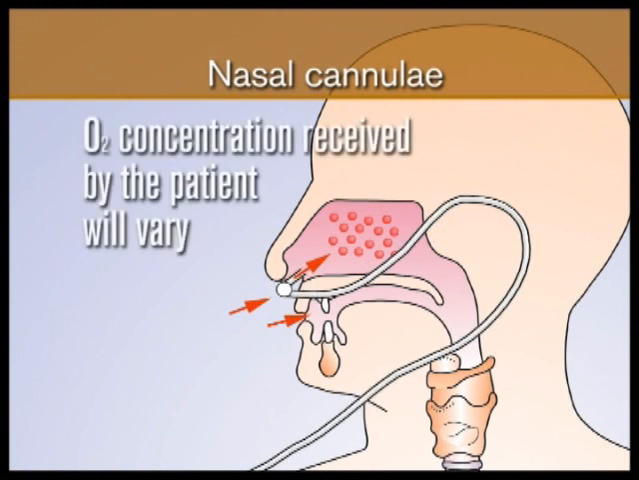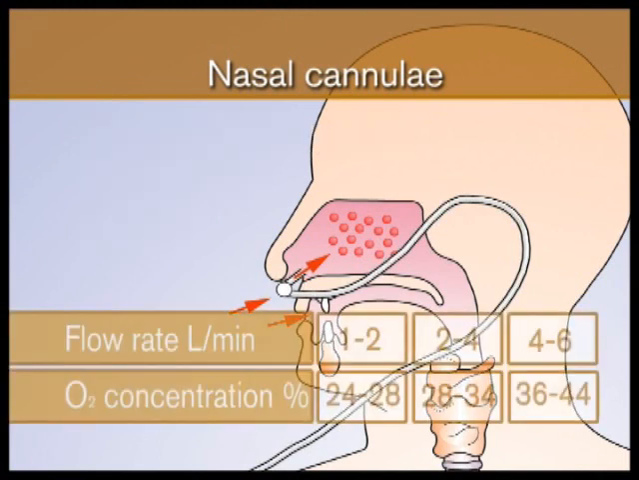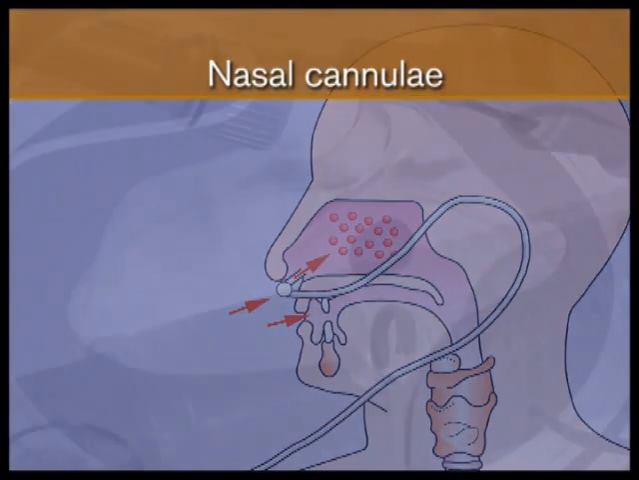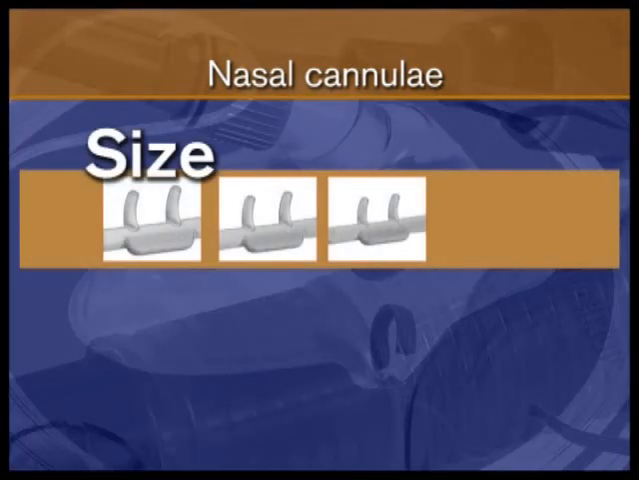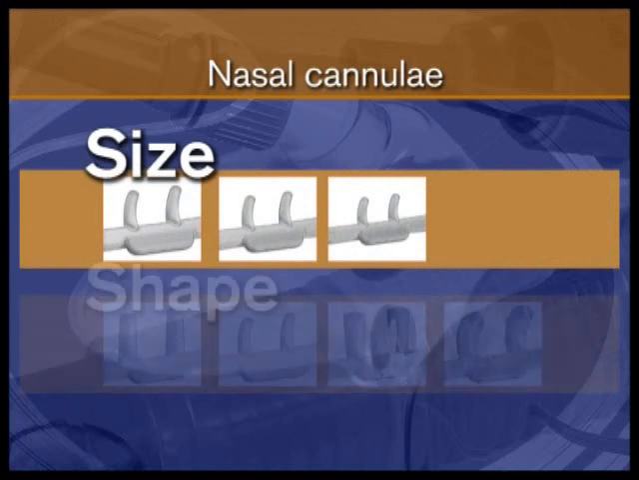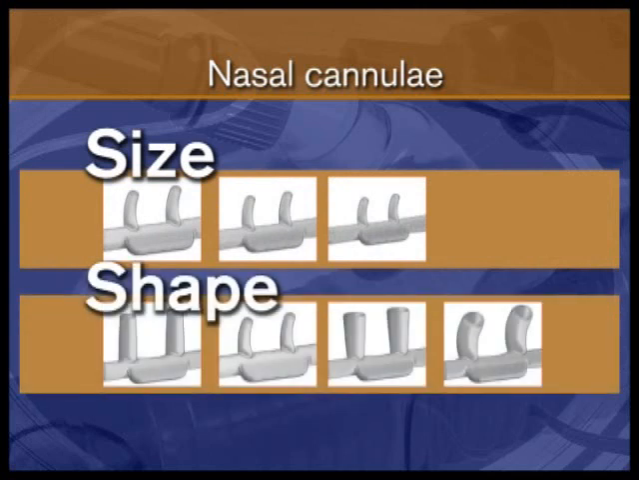The concentration of oxygen received by the patient will vary as previously mentioned. However, oxygen flows of 1 to 6 litres per minute will deliver up to 44% of oxygen to most adult patients. There are various sizes available for adults, pediatrics and neonates, and a variety of prong shapes are also available to suit varying circumstances.